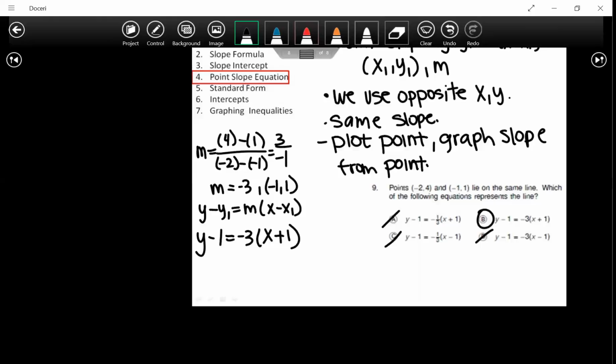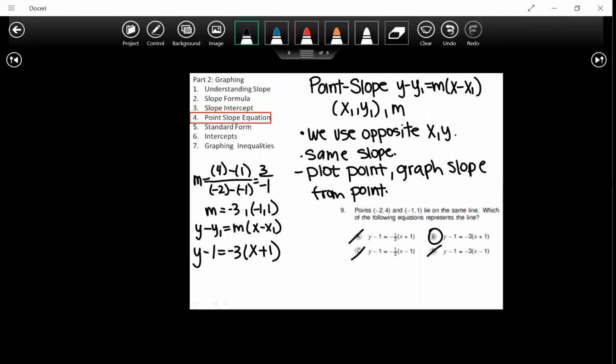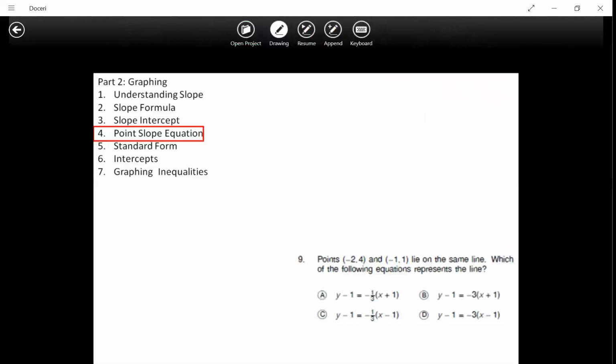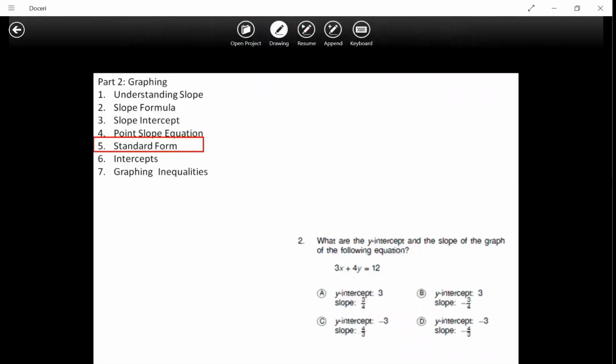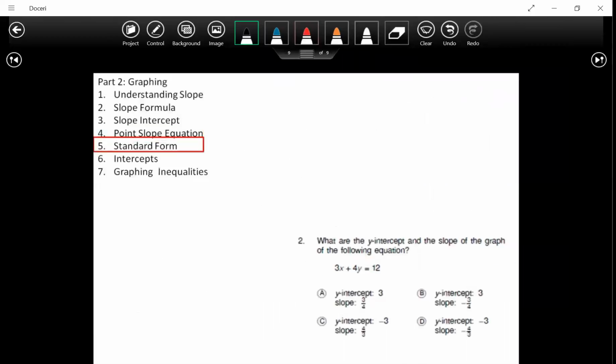Thank you. Okay. Here we go. Standard form. For standard form, we're going to look at our standard form of the equation of a line, ax plus by is equal to c.